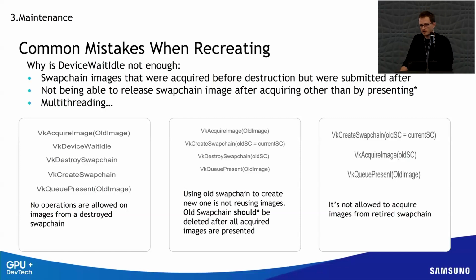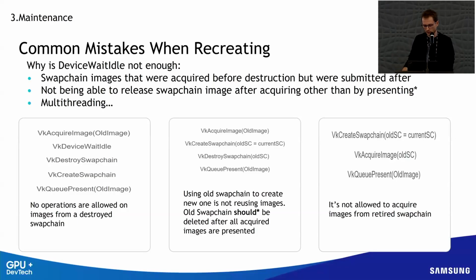The image handles are not reused. The new Swapchain has new images, and you need to get the images, and you are not allowed to use the old one anymore after destruction. What you should do in this case is keep the old one alive until after you are done with the old images, and then destroy it.